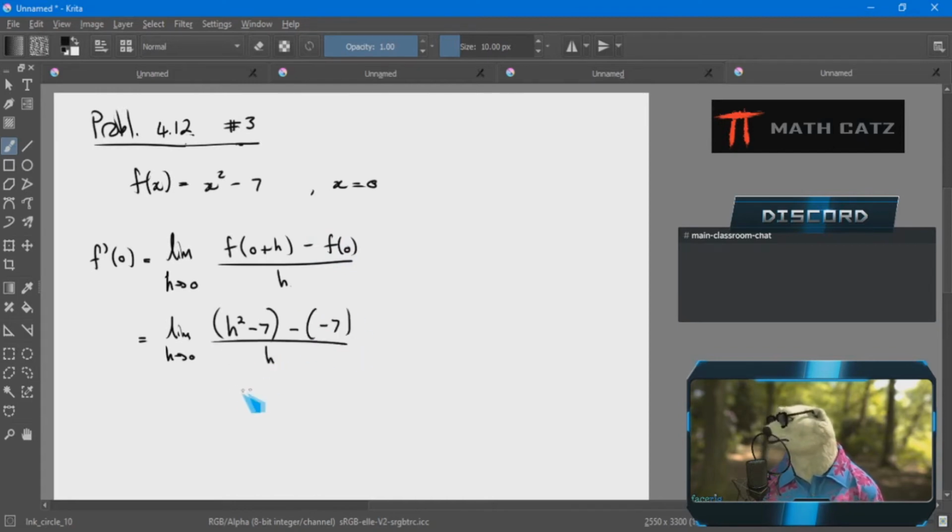I put that over h, and I'm still busy cleaning this up before I can really see what's happening here. I get an h squared minus 7 plus 7, so h squared over h. I'm just actually going to do it in one line because they're so short now.